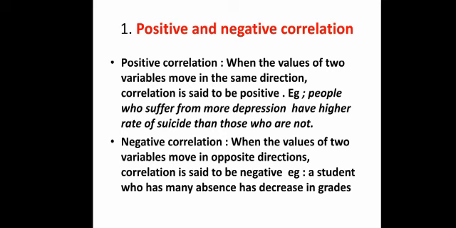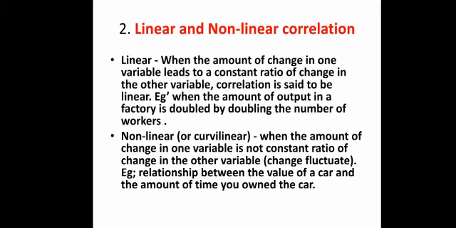Next, negative correlation. When the values of two variables move in opposite directions, correlation is said to be negative. Example, a student who has many absences has a decrease in grades. Next, linear and non-linear correlation. When the amount of change in one variable leads to a constant ratio of change in the other variable, correlation is said to be linear. For example, when the amount of output in a factory is doubled by doubling the number of workers.